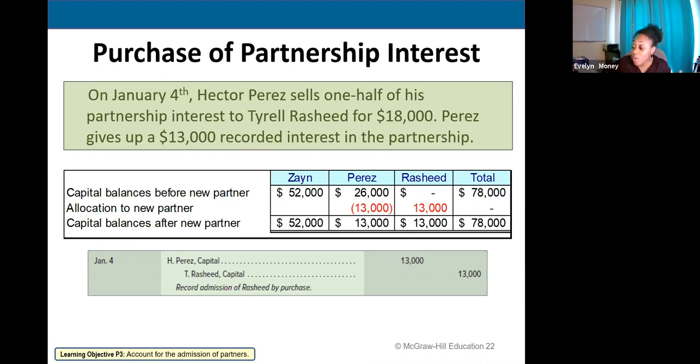But in terms of the partnership, we don't care because we are the accountants for the partnership. The cash doesn't make a difference. The only thing we have to do is take half of Perez's capital off the books and we give it to Rashid. Notice that total equity remains the same. So we debit Perez capital for $13,000 and we credit Rashid capital for $13,000.